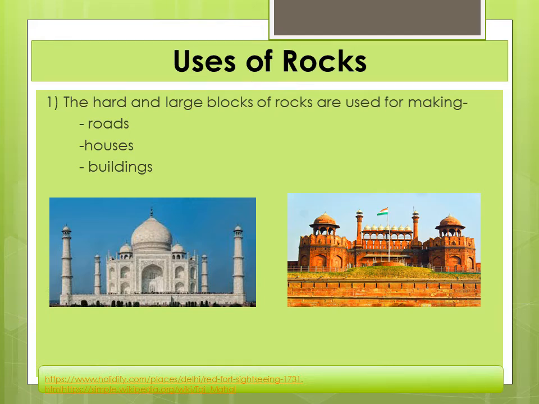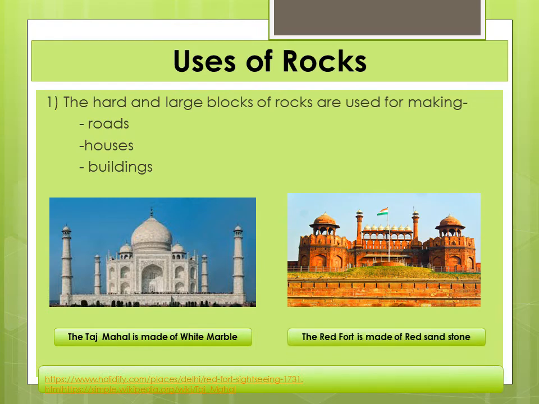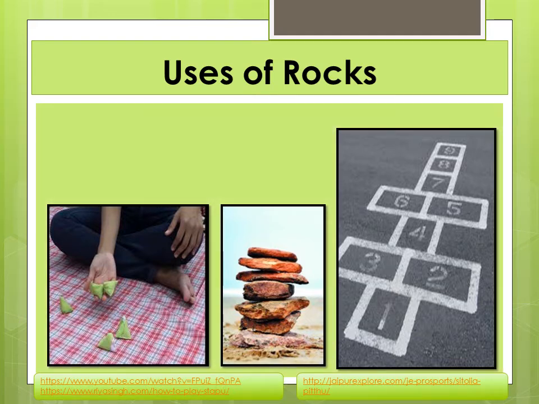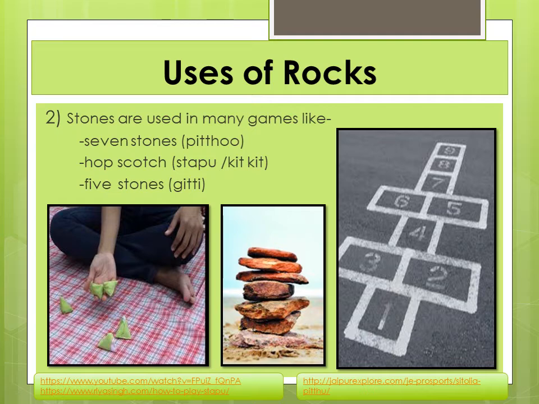Number 1, the hard and large blocks of rocks are used for making roads, houses and buildings. For example, as it is shown in the picture, Red Fort is made of red sandstone and the Taj Mahal is made of white marble. Number 2, stones are used in many games also. For example, 7 stones, in Hindi we call it pithu, hopscotch, stapu or kit-kit. 5 stones means gitti.